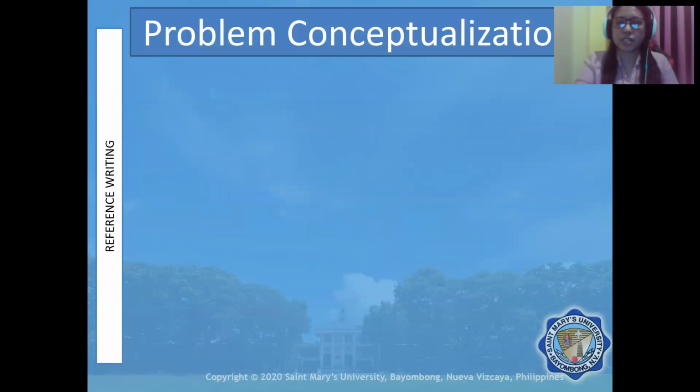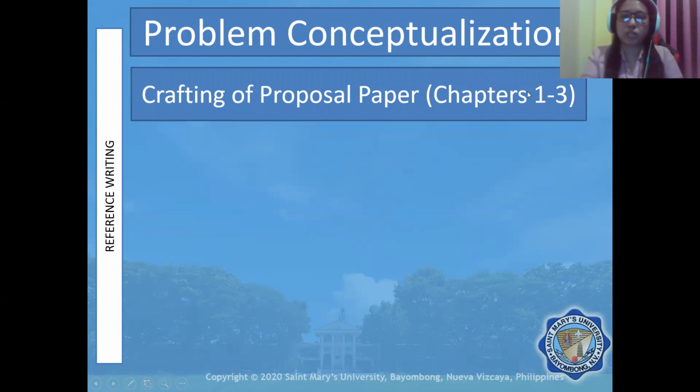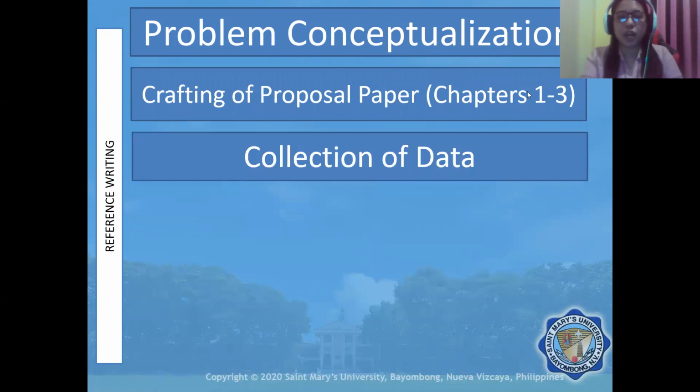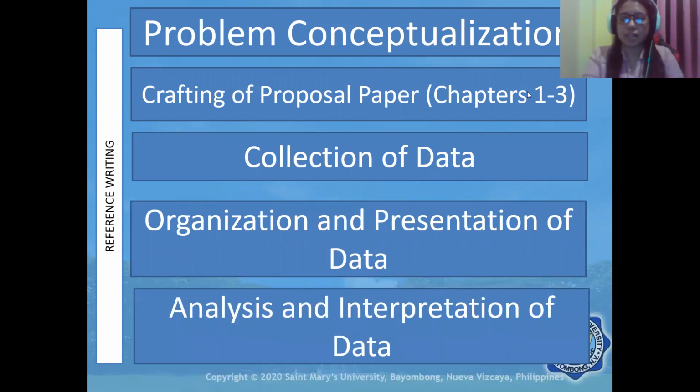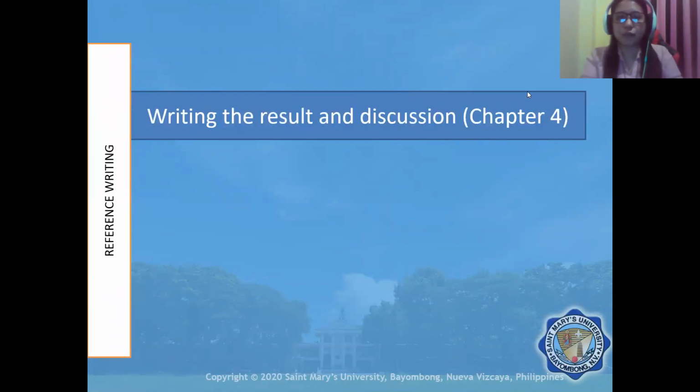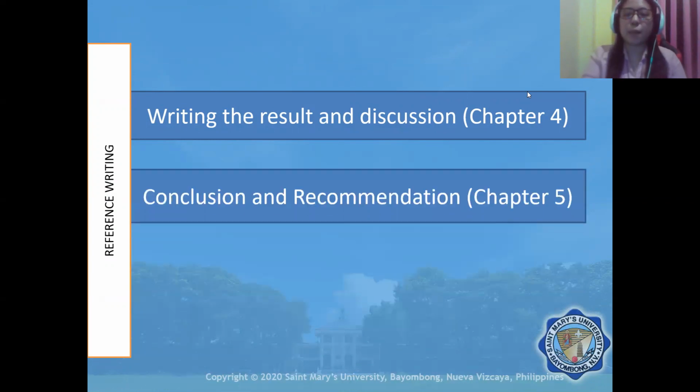So these are the processes involved. First, the problem conceptualization, followed by drafting of the proposal paper, that's chapters 1 to 3, collection of data, organization and presentation of data, and analysis and interpretation of data. After the analysis and presentation of data, of course, you are expected to write the results and discussion. Hence, you can already prepare your chapter 4 and then come up with your conclusions and recommendations. So you will do your chapter 5 if it is a chapters 1 to 5 research paper.